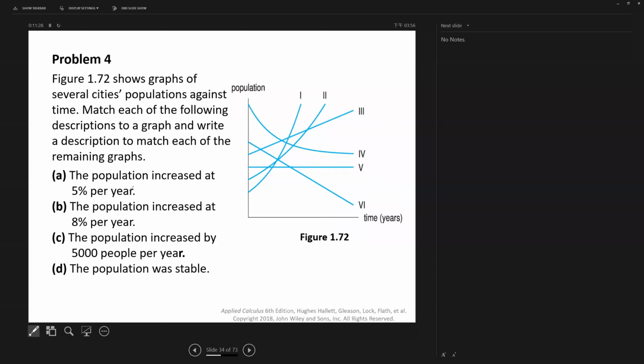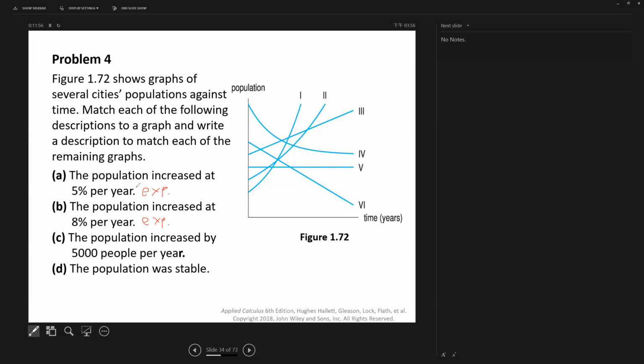So let's identify what type of function they are. If it's increasing at a fixed percentage, we know that this is exponential. Increased by a fixed percentage, that's also exponential. Okay, now let's do A and B. Actually, let's do A and C. And I want you guys to try B and D on your own.